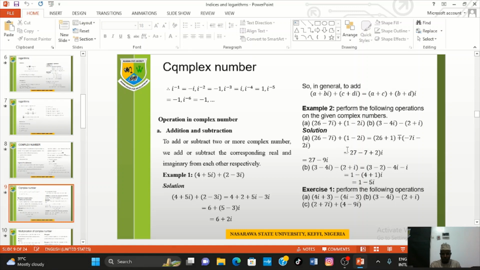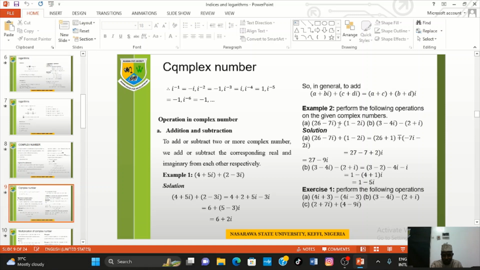And that same rule also applies to subtraction. So in the subtraction, the real will go with the real, then the imaginary will go with the imaginary. And when you do so, we also have the same. So like this very example now, you should perform the following operation on the given complex numbers. A, 26 minus 7i, open and close, plus, open 1 minus 2i, close.